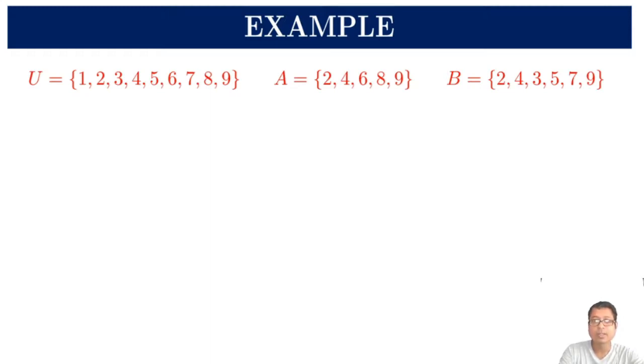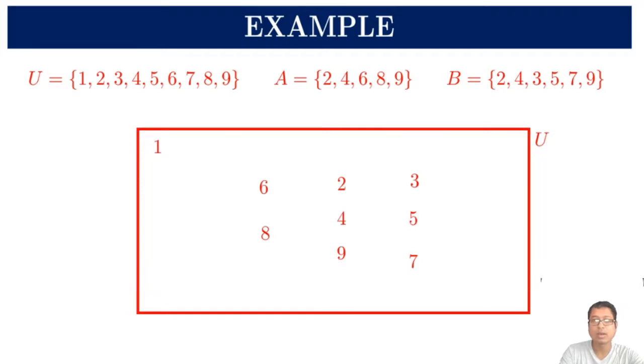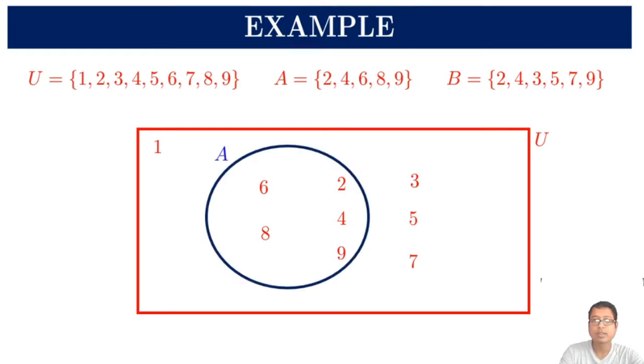For the universal set, as I said, we are using the rectangular shape to represent it. Let me draw the rectangle to represent the universal set, and here A has the elements 2, 4, 6, 8, 9, and B is a set, and some elements are common to both A and B, those are 2, 4, 9. Okay, this is the representation for U, A and B.